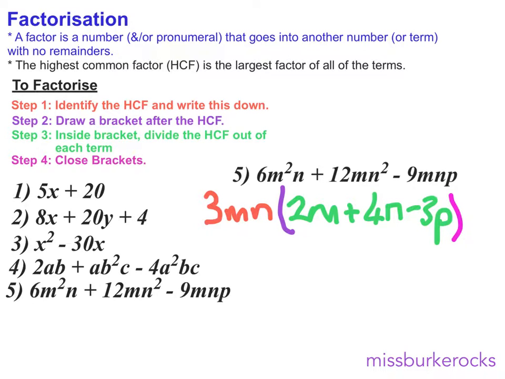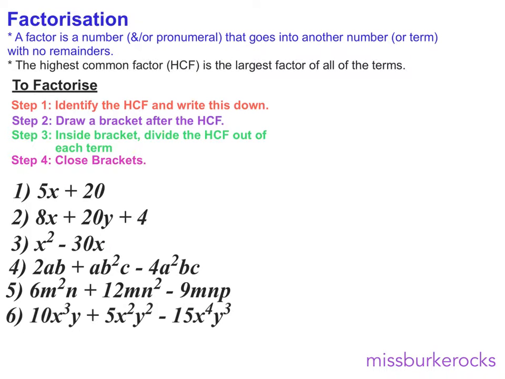Okay. Now I've just realised that I don't have one with any other sorts of indices. So I'm just going to do a 6th example for you. So our final example is 10x cubed y plus 5x squared y squared, take 15x to the 4 y cubed.